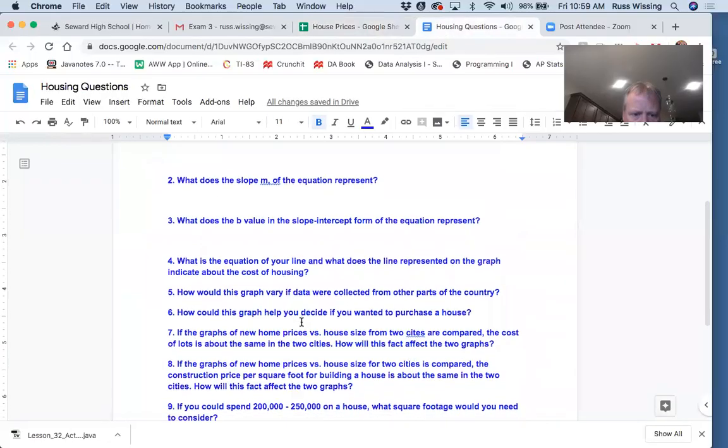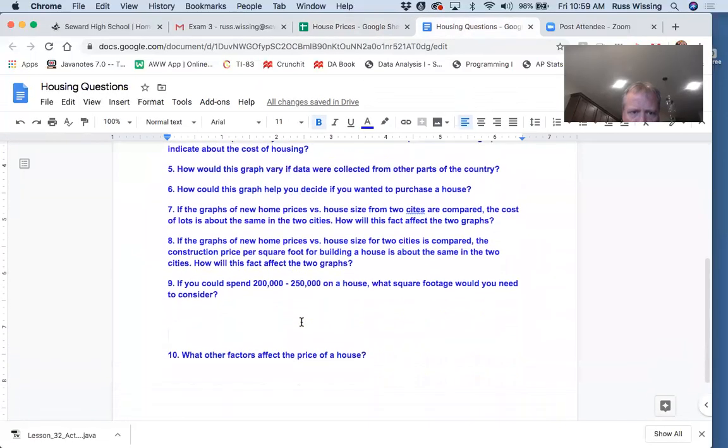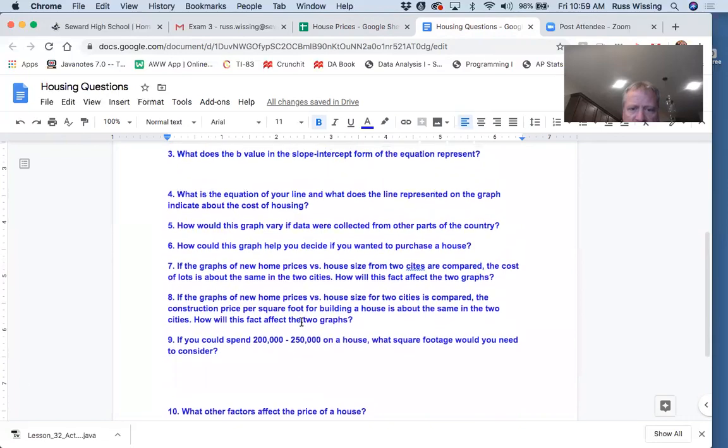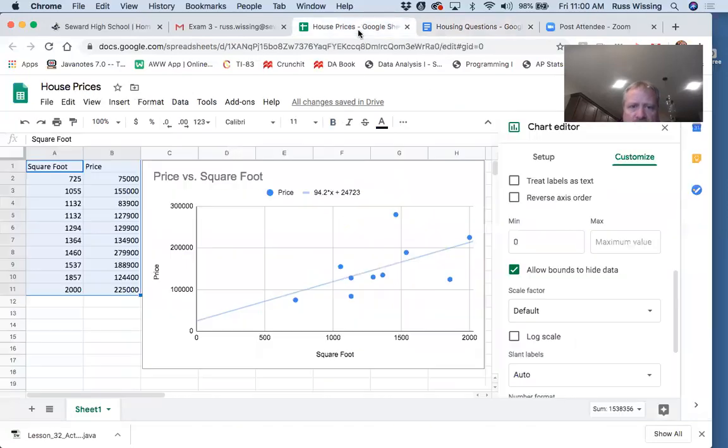All right, so based on that, how could you use that graph to help if you wanted to purchase a house? So if this was actual data that you got from Seward and you're going out buying a house, how could this help you out, Lily? So you're going out buying and you know you have $200,000 you can spend on a house. About how big a house should you look for?